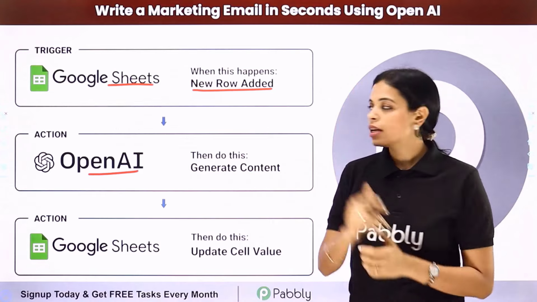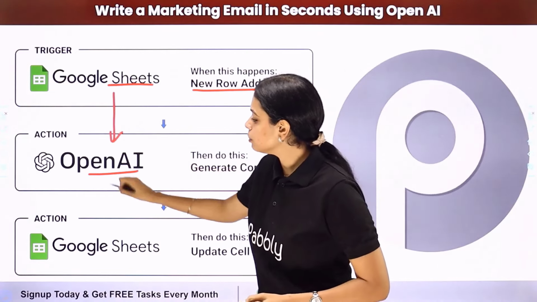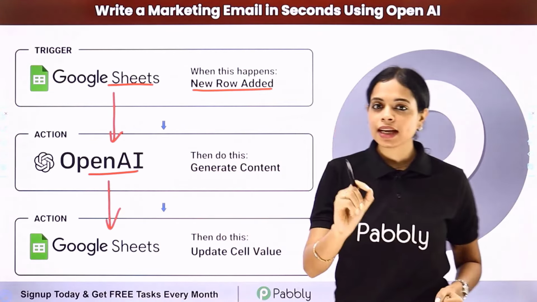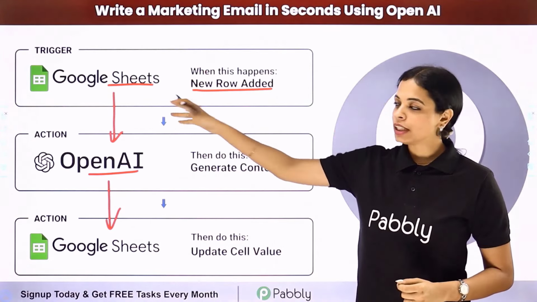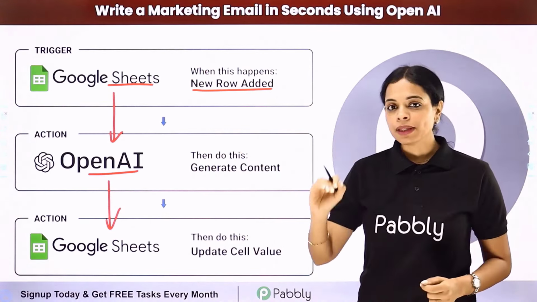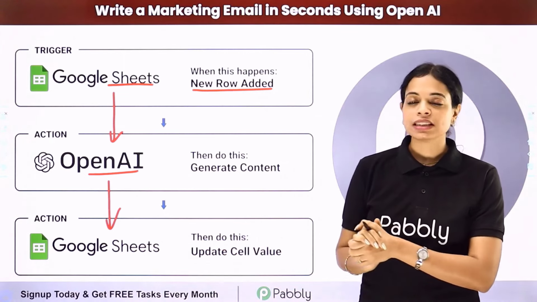So how can you do this? For this, we will have to set up some integration between the two applications, and the same thing can be done using Pabbly Connect software. Here your trigger application would be Google Sheet, and your action applications would be first OpenAI and then Google Sheet. Now how can you do this yourself? Integrate and automate this entire process.